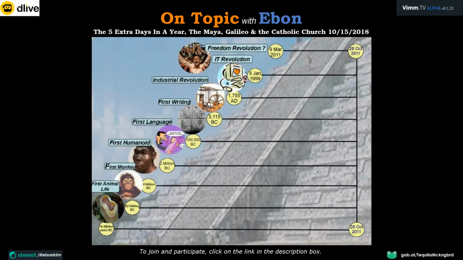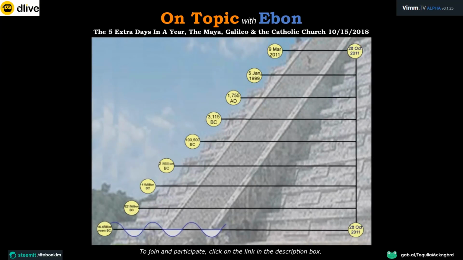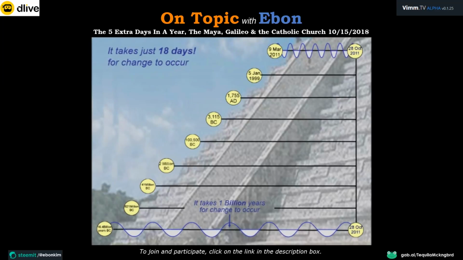Thirdly, the rate of evolution in Cycle 1 is almost static, as it takes 1 billion years for the change to occur. However, by Cycle 9, the frequency has increased to the point where it takes just 18 days for major change to occur, which easily accounts for the turmoil of today.